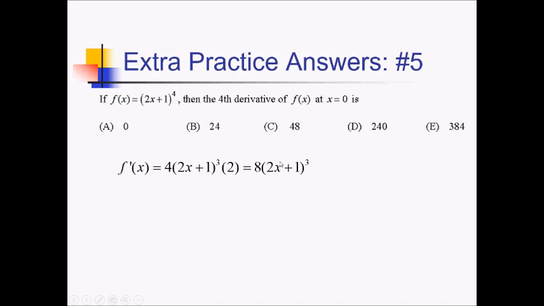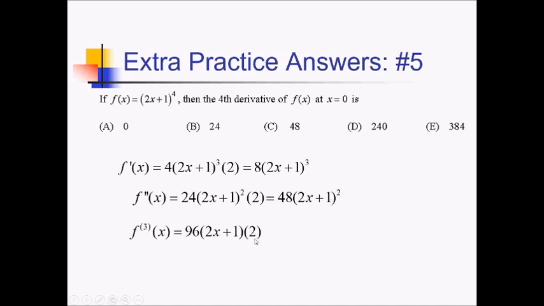So I can rewrite this now, and I'm actually just going to go for broke here and just distribute this out. So this is going to be, let's see, 96 times 2 is 192. Distributing out 192, this is going to be 384x plus 192. And now for my 4th derivative, I just take the derivative of this stuff, which is just 384. And that's going to give me answer choice E.